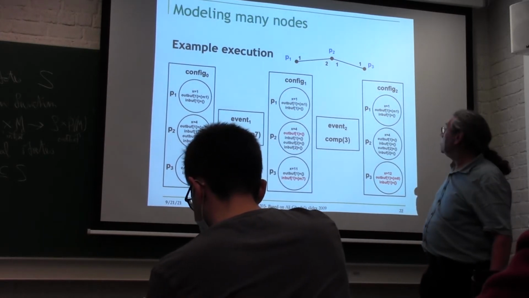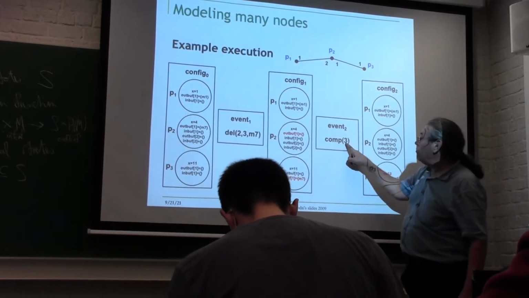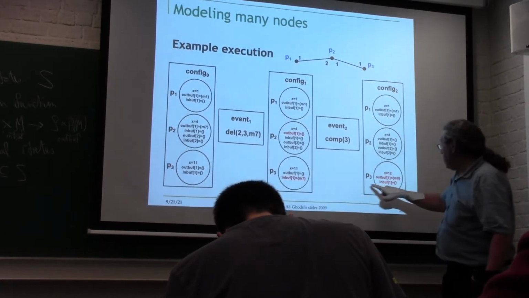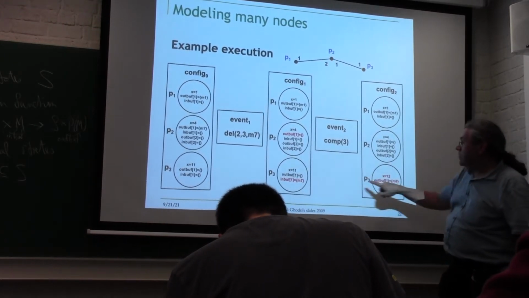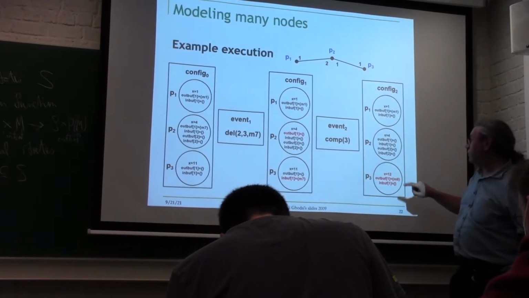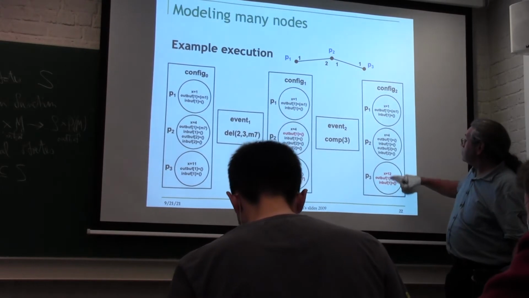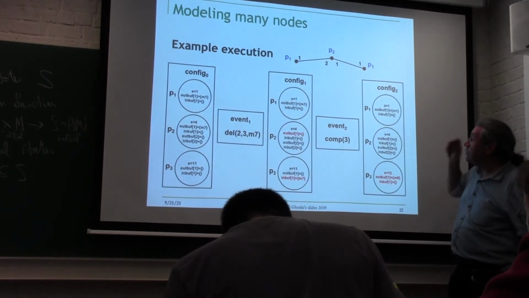Okay, and then I do comp 3, so I do a local computation of 3, so the in buff becomes empty, the state changes to 12, and I'm actually sending another message on the out buff. So these 3 red things are what changes.